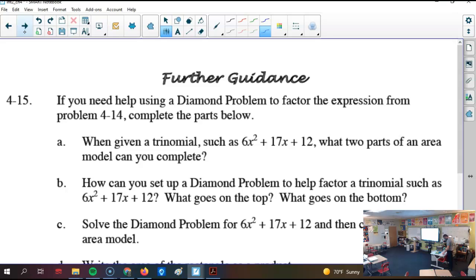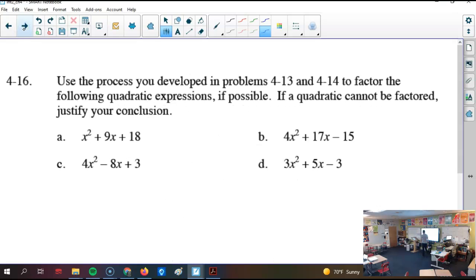Oh, that was easy. First, outer, inner, last. Oh, okay. I got confused, so I was like, wait, further guidance normally comes at the end of the lesson. Try all 4 of these.